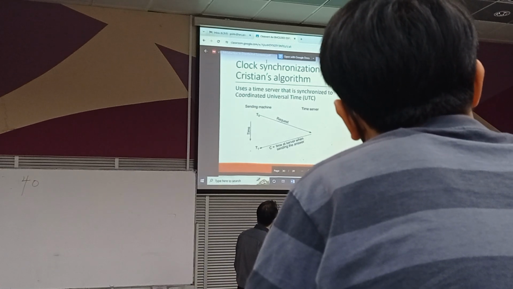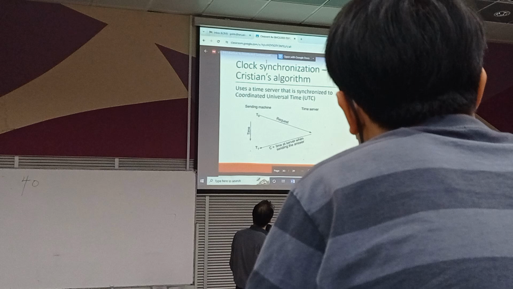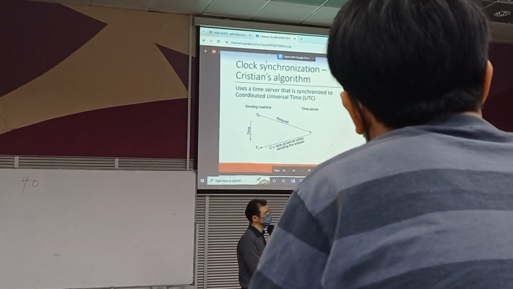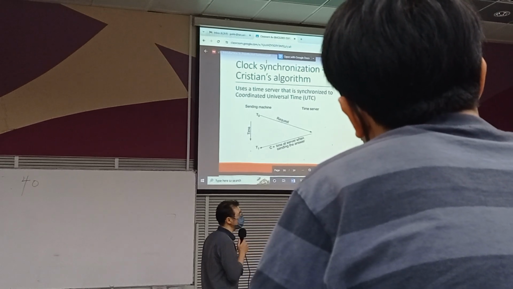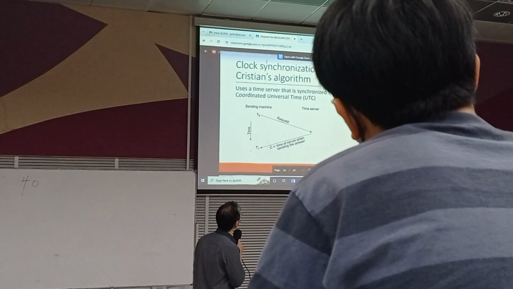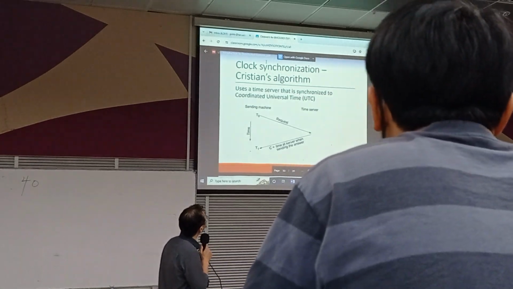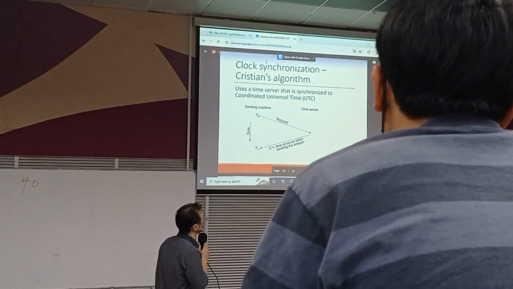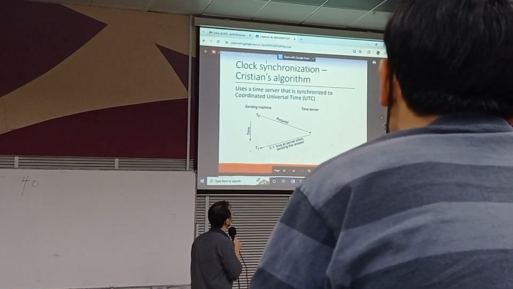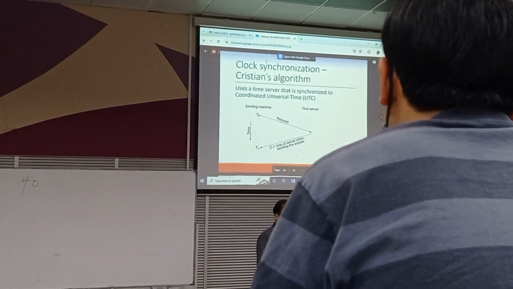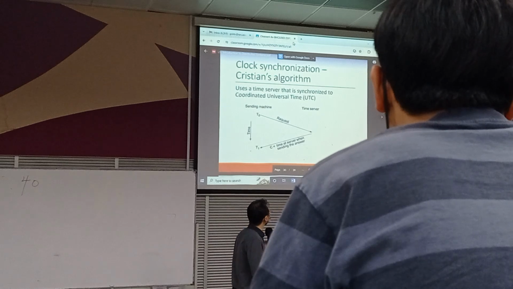The first one is called Christian algorithm. Christian is not religion. Here is the name of the person, Christian. He's a computer scientist who actually first mentioned about this algorithm. That's why the name is given to him. Okay, Christian algorithm. And the idea is very simple.